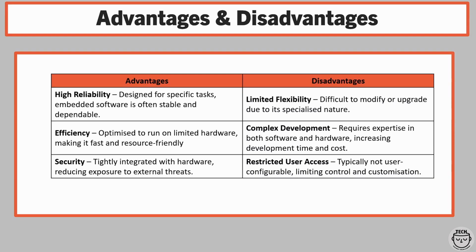It's optimized to run on that limited hardware. It's usually quite good for security, but a lot of them, especially car ones, have instant access, so the security is not going to be as good as traditional ones potentially. Then you've got limited flexibility. You can't do as much as you can on a general purpose computer or software. It's usually quite complex because you need to know the hardware and the software, which can make it more expensive to develop. And restricted user access: you don't really configure it other than preferences like aircon or something potentially.